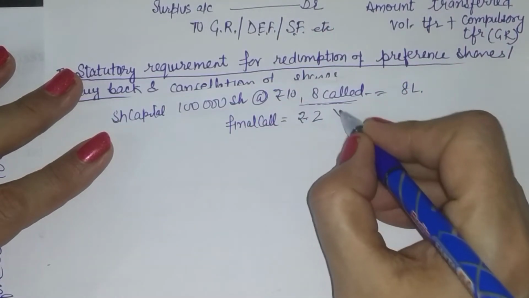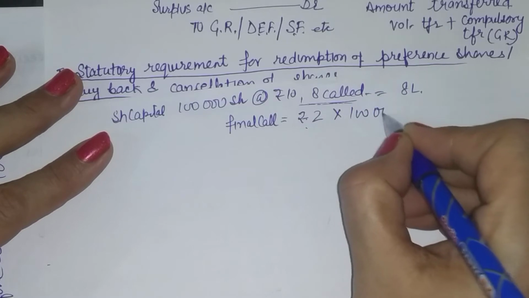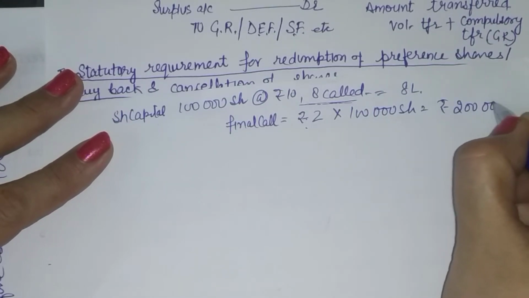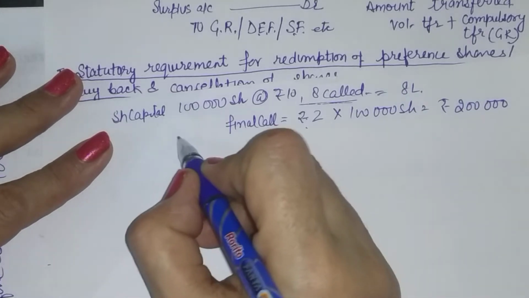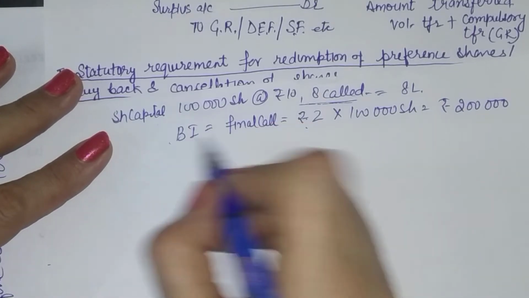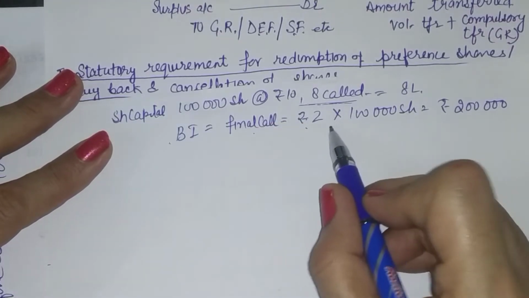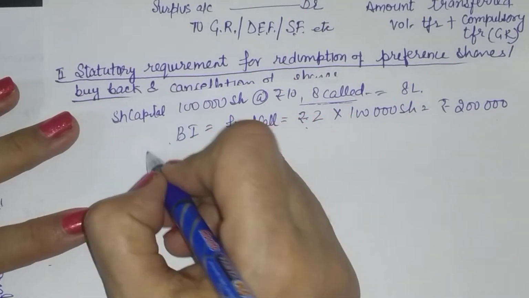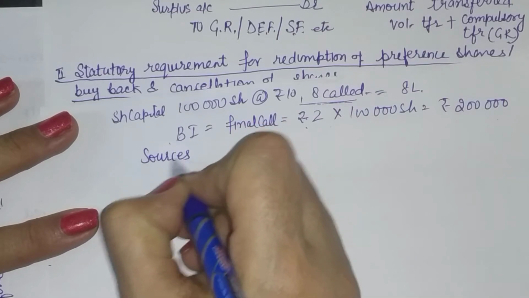So you will make a final call of 2 rupees against 1 lakh shares. That means 2 lakh rupees are to be called, but the same will be given as bonus issue. So your bonus issue is going to be of the final call of 2 rupees on 1 lakh shares. So 2 rupees is the amount. Now we are to see the sources. What sources can be used?